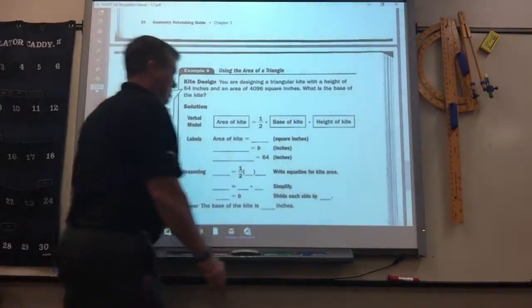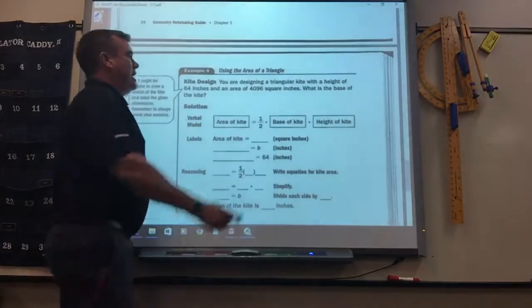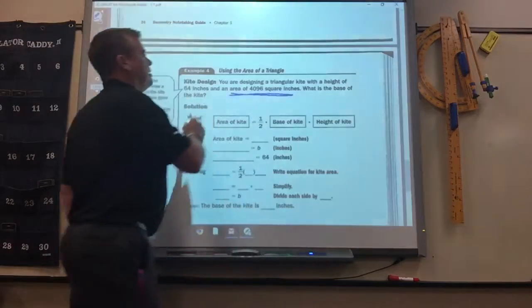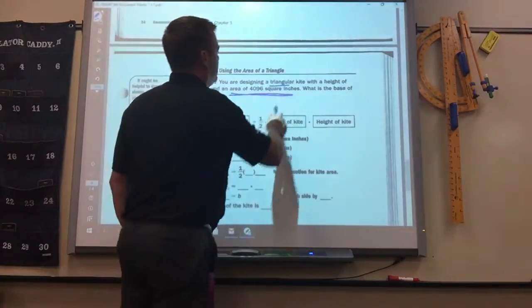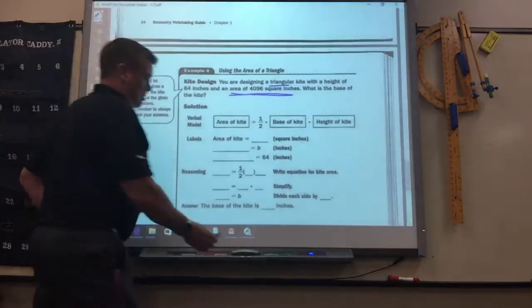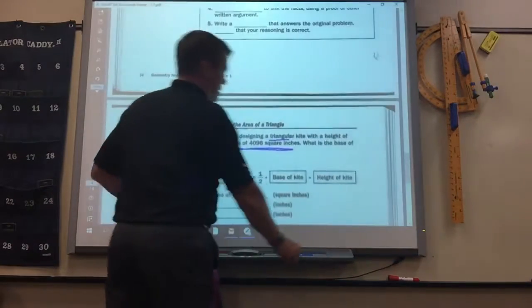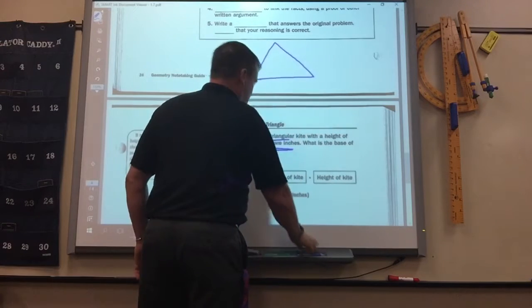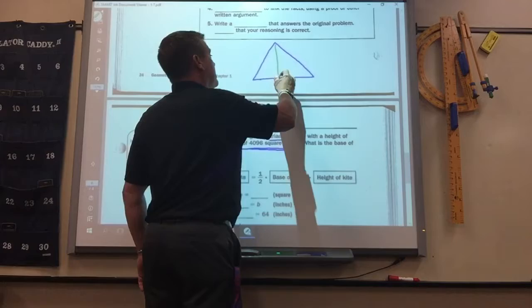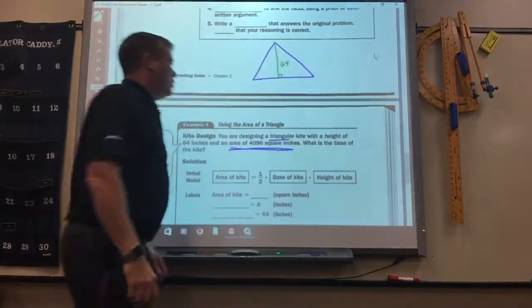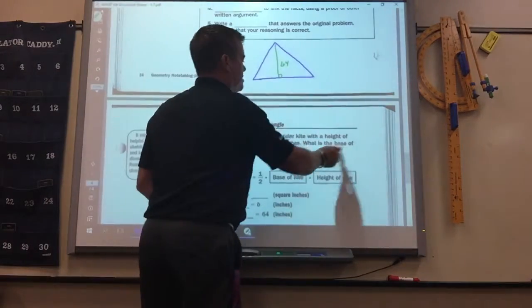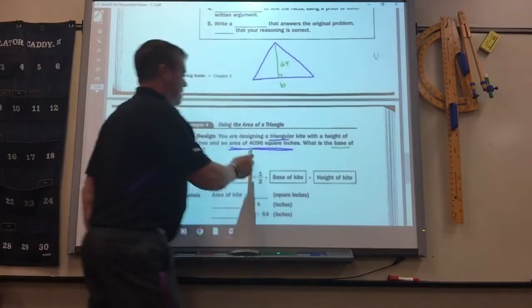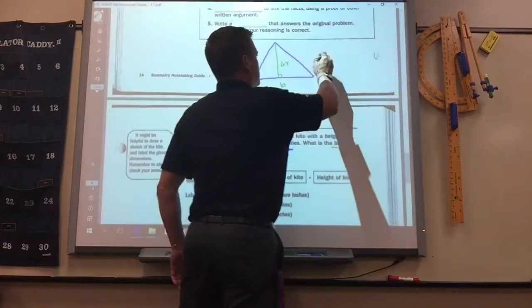Now, here, they give you the area. You're making a triangular kite that has a height of 64. So, something like this. The height is 64. They don't know the base. They're wondering what the base is. But then they tell you the area is 4,096.